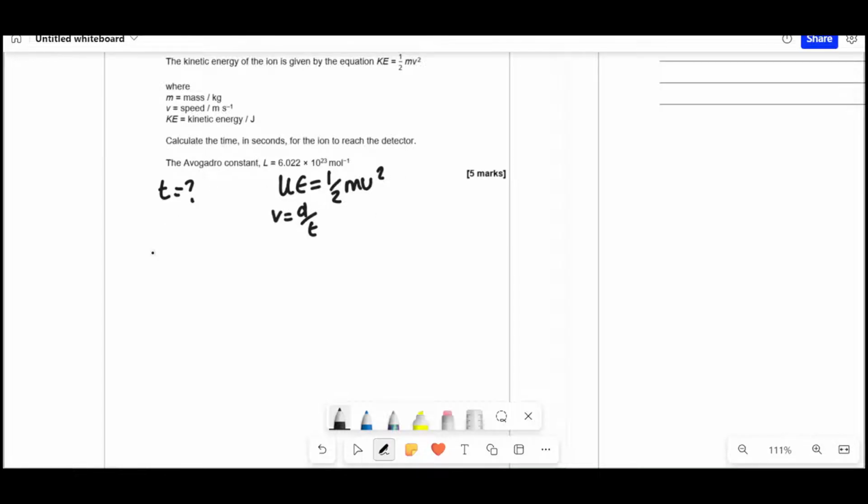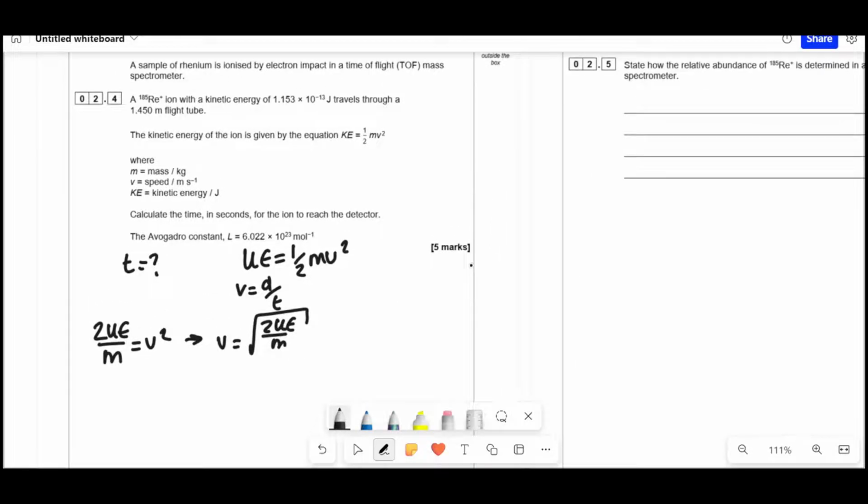So I'm going to rearrange that to give me my v. So 2KE, because I'll get rid of the half, and then we're going to divide both sides by m. 2KE divided by m equals v squared. So that must mean that v equals the square root of 2KE over m. So now, in order to get v, we need to figure out the KE and the m. They've told us that KE is 1.153 times 10 to the minus 13 joules. But we need m. Now, m is the mass of the ion.